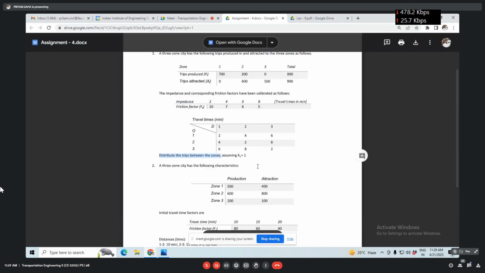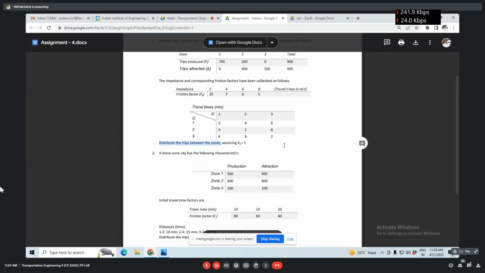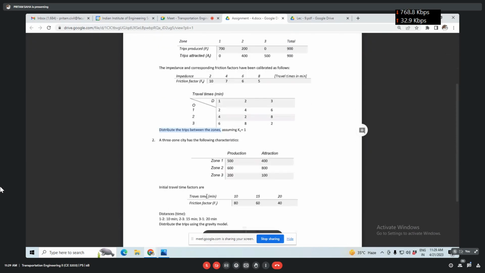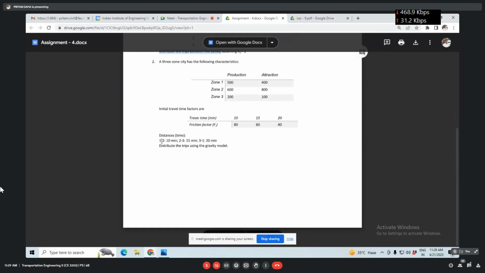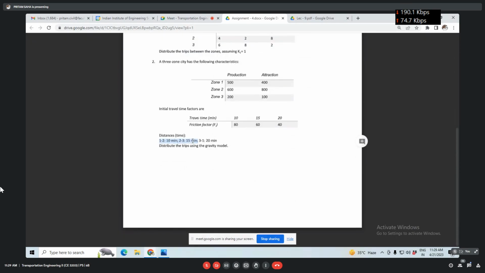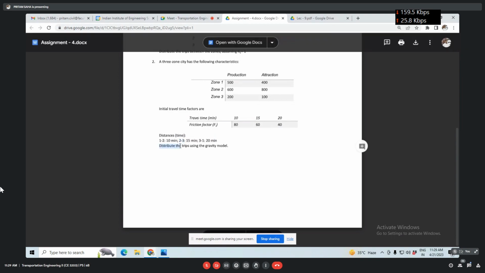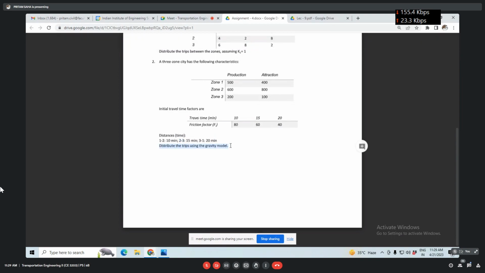Second problem is quite similar to problem number 1. The only difference is here you don't have this matrix. Instead, you are given these values. If you travel from zone 1 to zone 2 or even from zone 2 to zone 1, it will be 10 minutes. From 2 to 3 or 3 to 2, it will be 15 minutes, and like that. So here also you have to distribute the trips using the gravity model.